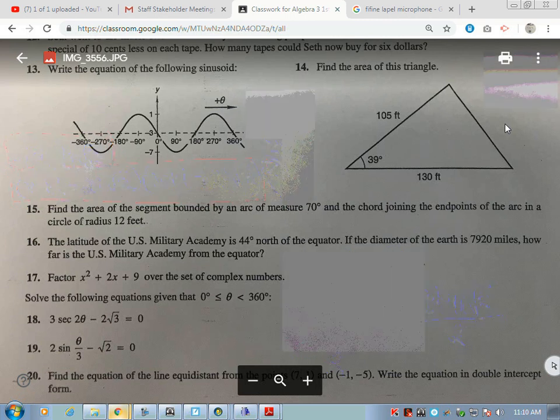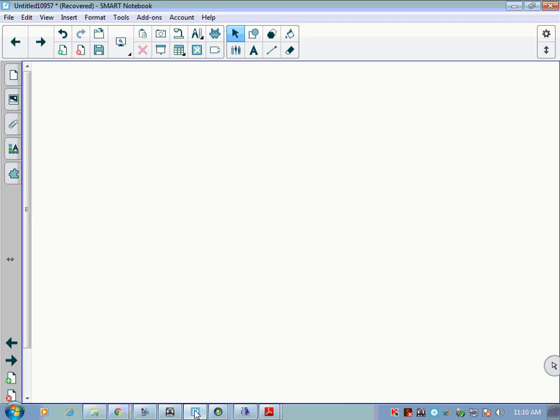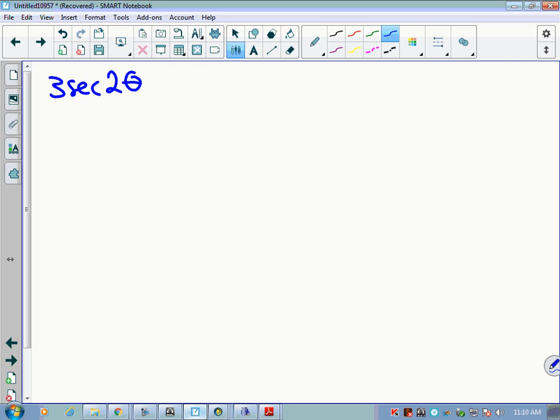All right. 18. I think at this point I'm probably going to have to take 18 and move off to another page to be able to work this out. All right. 3 secant 2 theta minus 2 radical 3 equals 0. Hopefully we're getting a lot better at this. What's my first step in this? Remove the 2 radical 3.